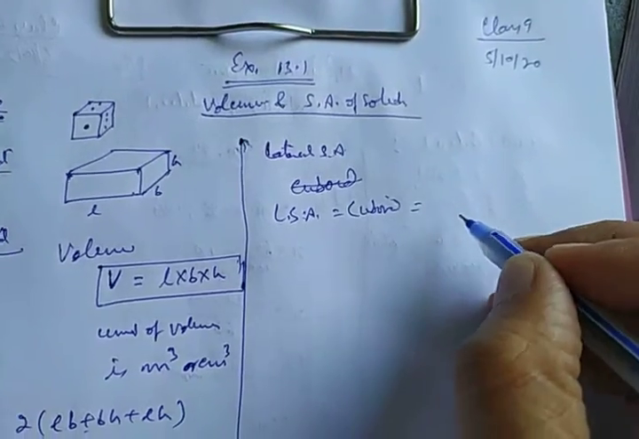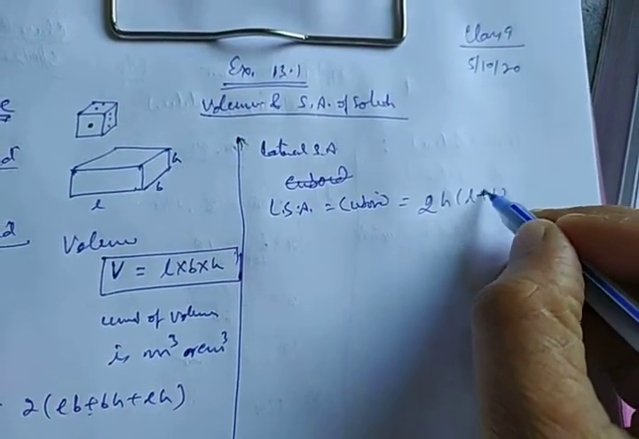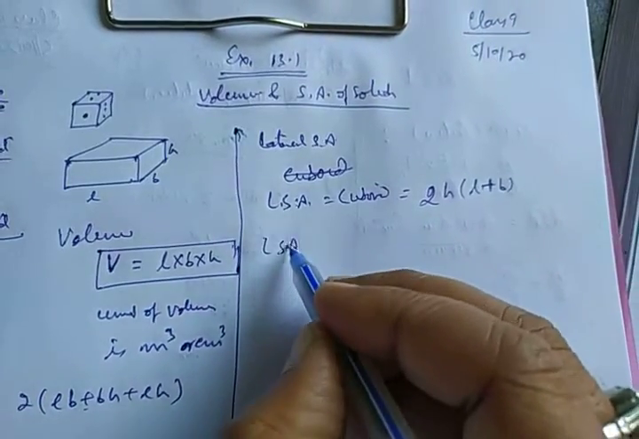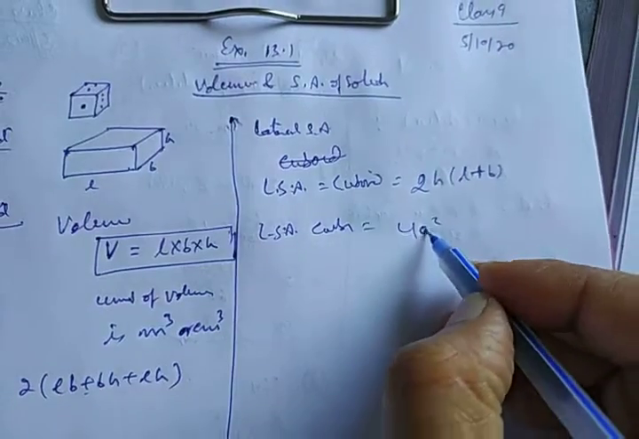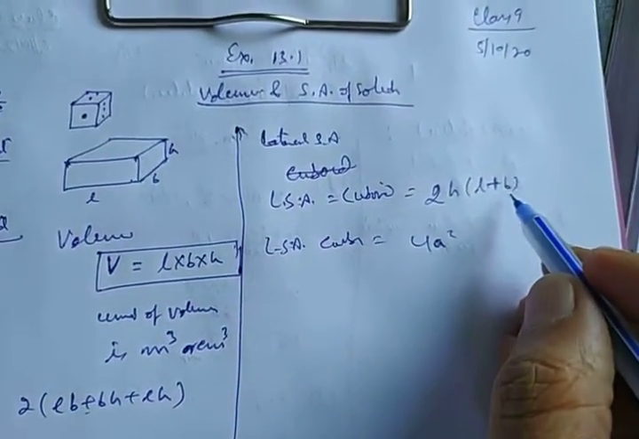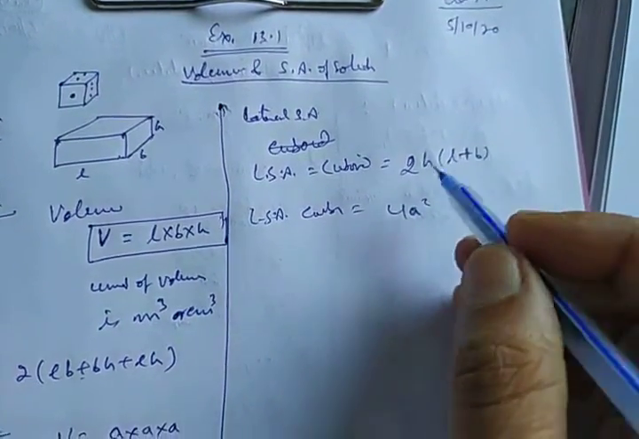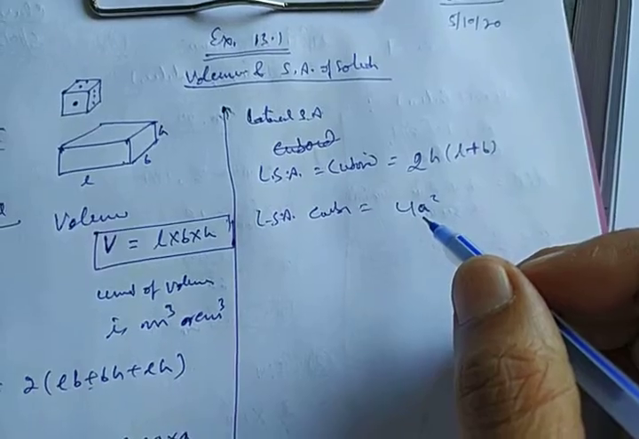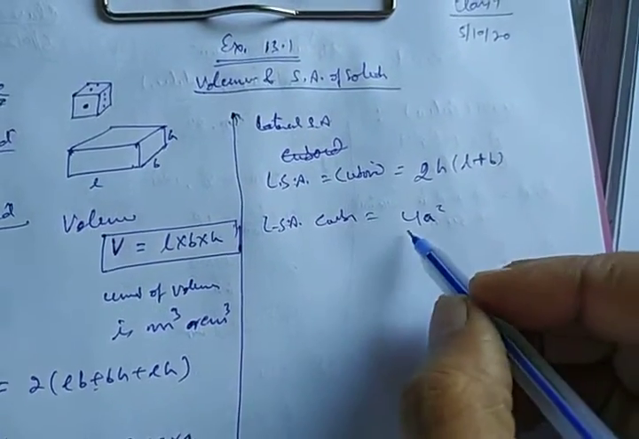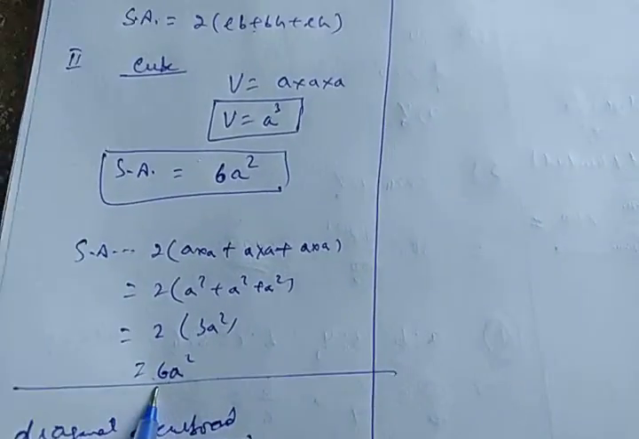This will be equal to 2h into (L plus B), and LSA of cube will become 4a square. In this, we are not counting the area of the base and roof. In case of a room, the surfaces horizontal to the base, the upper surfaces, you are not counting. That's why in case of total surface area it was 6a square.